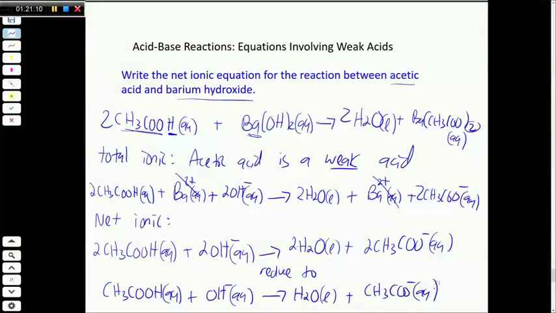Alright, so that's how we do the net ionic equations for weak acids. You have to remember not to separate the weak acid into ions. Since we're out of time, I'll push off the last two until next week, and we'll start talking about some other types of aqueous reactions as well.